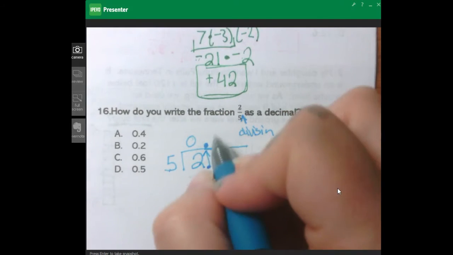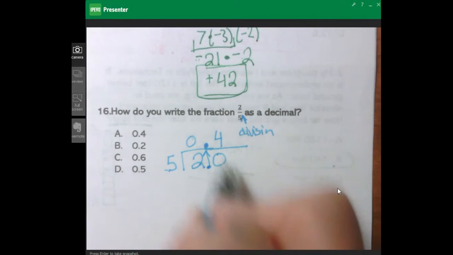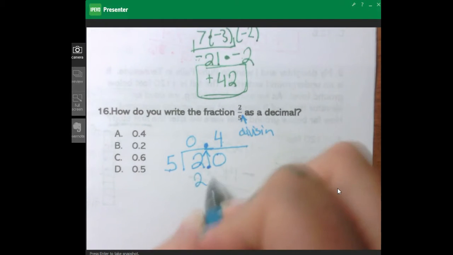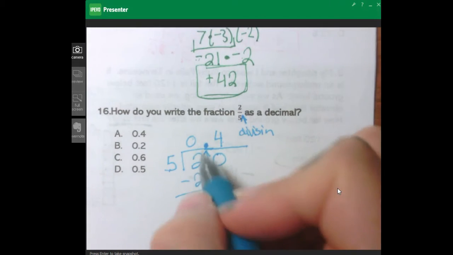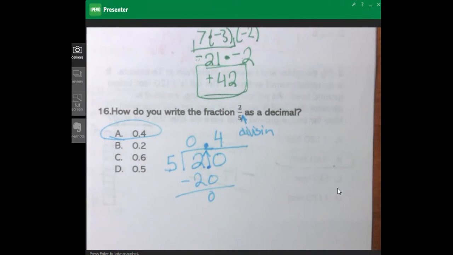5 goes into 20 4 times. 4 times 5 is 20. Subtract. We get 0. We don't need to add any more zeros. And we get 0.4.